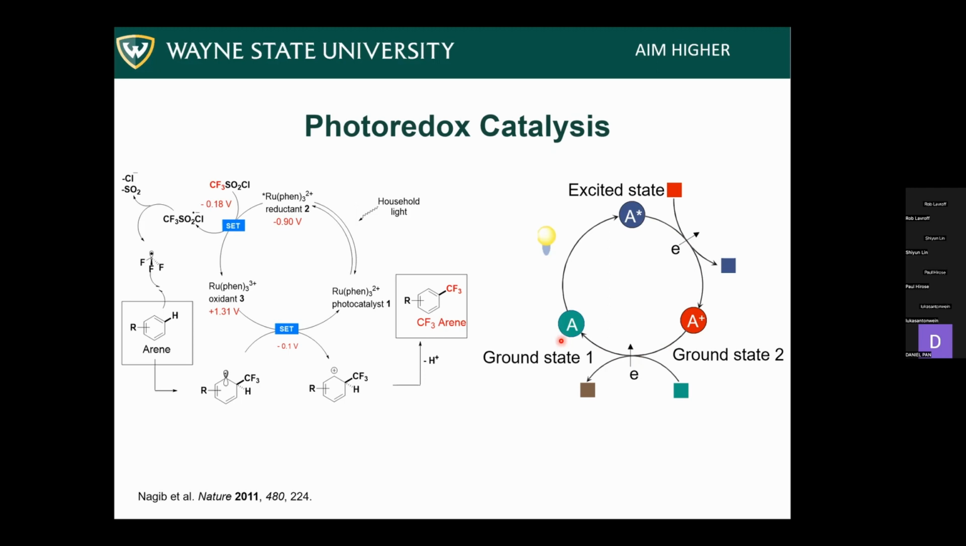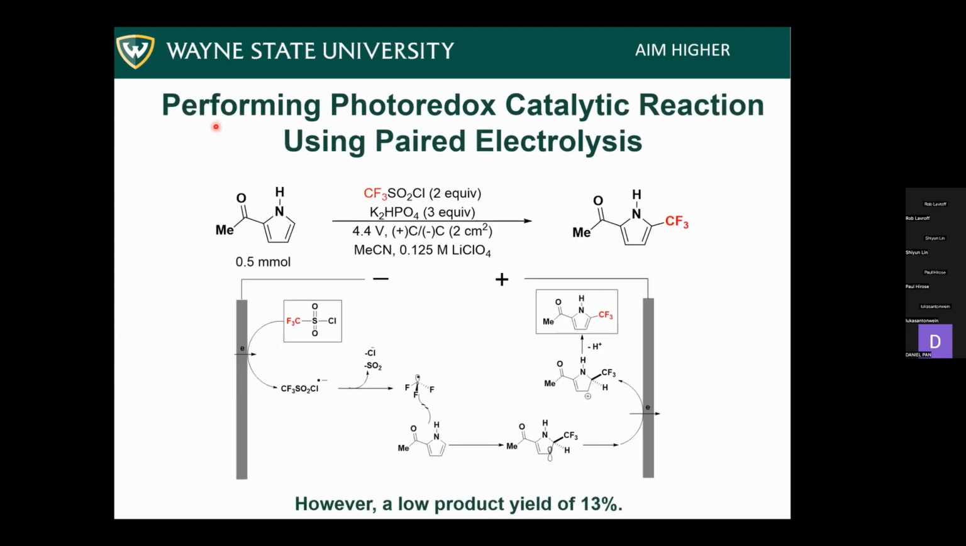We thought, photoredox catalysis does oxidation and reduction sequentially, and our electrolysis does a similar thing. So the hypothesis is that we can perform photoredox catalytic reactions using electrolysis without using a photocatalyst. So here's what we did. This is the same reaction as I showed you earlier. In this case, we just used the same reaction conditions that photoredox people use, but we did not put any photocatalyst in the system.